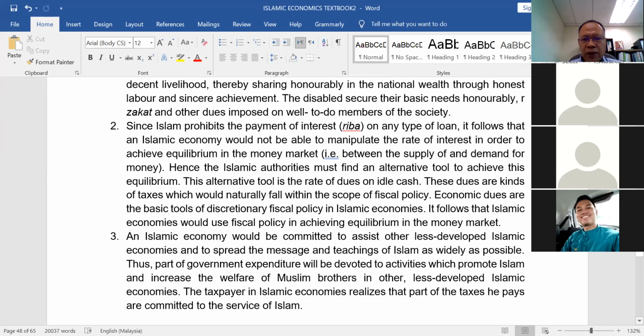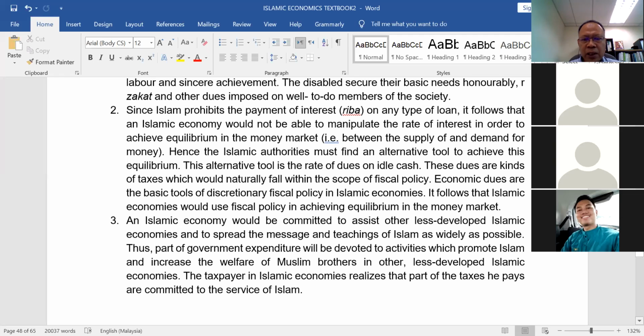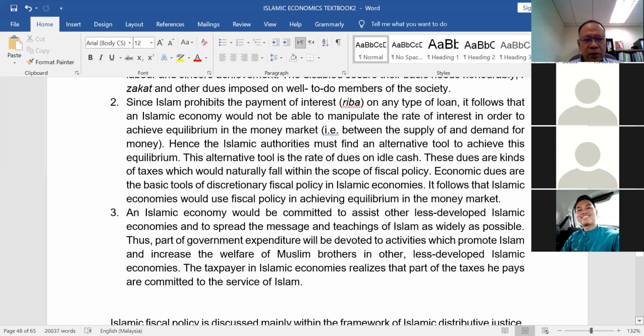Number 3, an Islamic economy would be committed to assist other less developed Islamic economies and to spread the message and teachings of Islam as widely as possible. Thus, part of government expenditure will be devoted to activities which promote Islam and increase the welfare of Muslim brothers in other countries. So the taxpayers in Islamic economies realize that part of the tax that he or she pays are committed to the service of Islam.